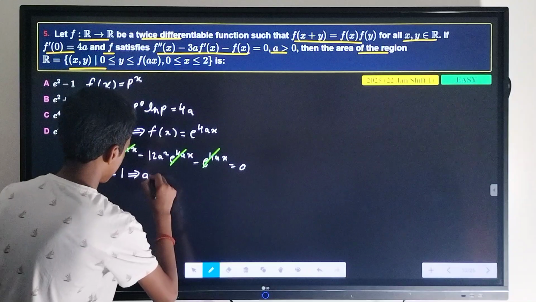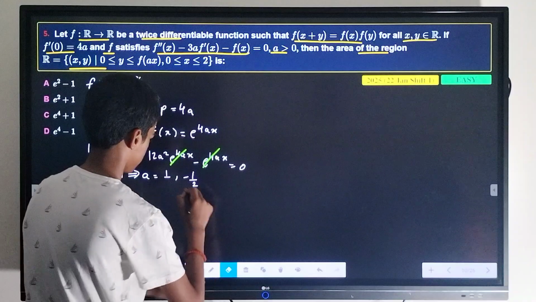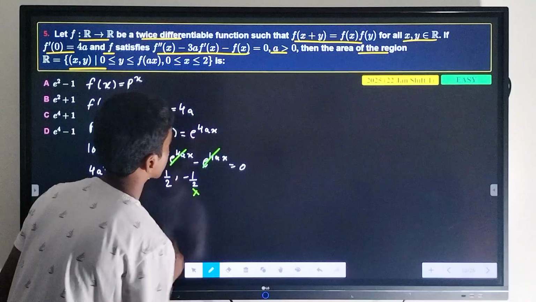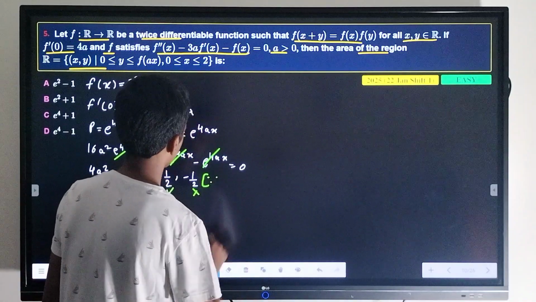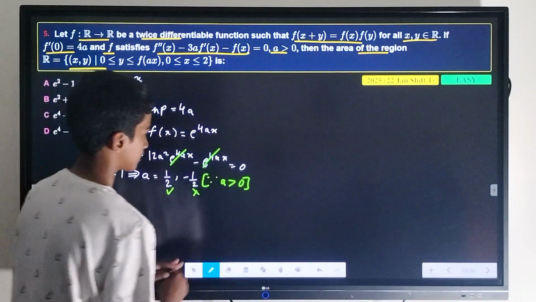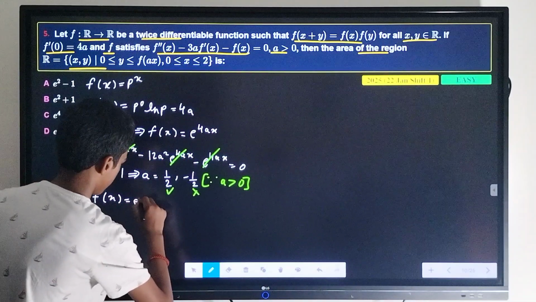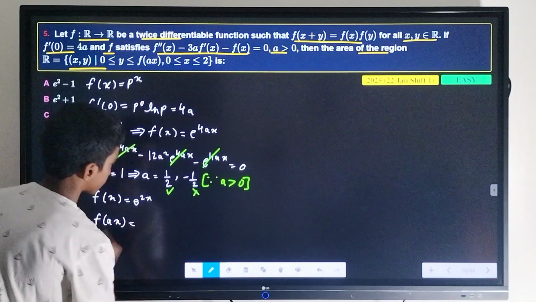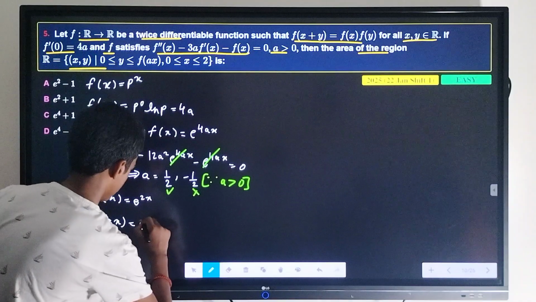So our a is equal to 1 upon 2 or minus 1 upon 2. Now here our minus 1 upon 2 will get rejected and 1 upon 2 will get accepted because our a is greater than 0 as given here. So our f of x is equal to e raised to power 2x and f of ax is equal to e raised to power 2ax, so e raised to power x.